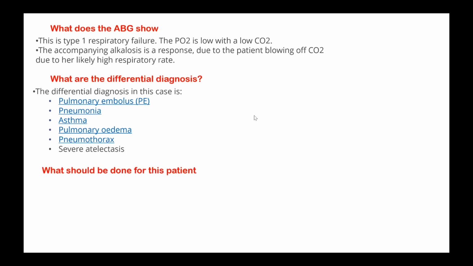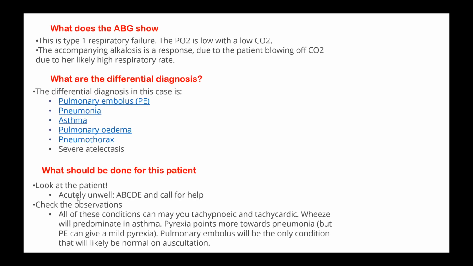What should be done for this patient? Adequate analgesia. Look at the patient, if actually unwell, ABCDE, call for help. All these conditions can cause tachypnea and tachycardia. These will be prominent in asthma. Pyrexia points to pneumonia. PE can have a mild pyrexia. Pulmonary embolus will be the only condition likely to be normal on auscultation.